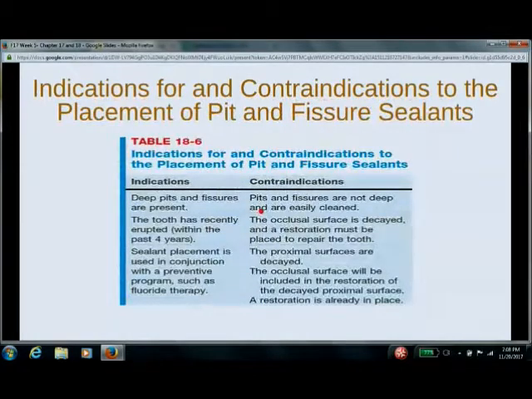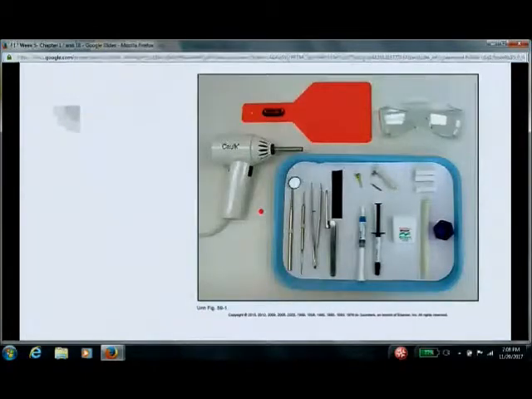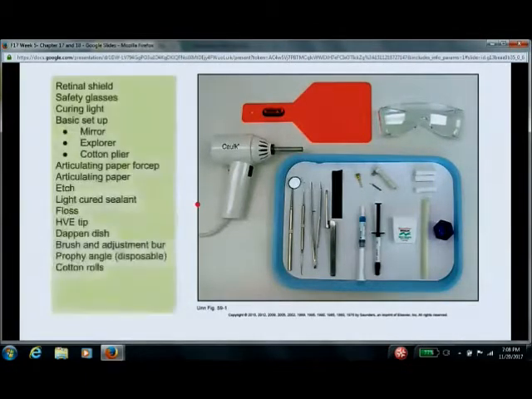So when do we place these? Newly erupted teeth within the last 4 years, when there are deep pits and fissures, and when a patient has a high decay level. If they already have a filling on the tooth, no sealant. The filling has to be done. Or a cavity on the tooth. And this is the tray setup.